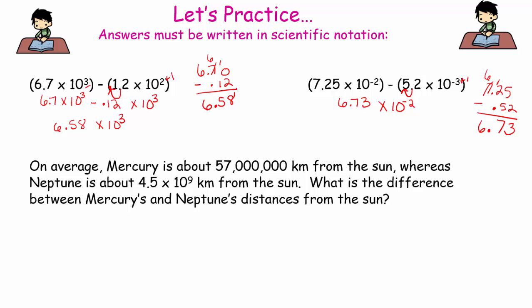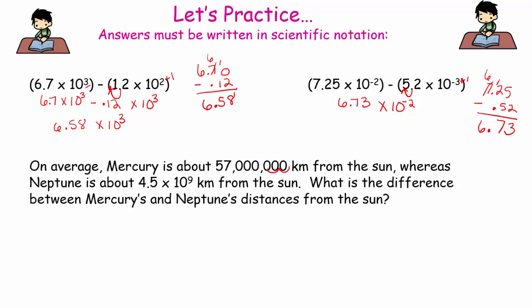Let's see if the next one needs a rewrite. On average, Mercury is about 57 million kilometers from the sun, whereas Neptune is about 4.5 times 10 to the 9th kilometers from the sun. What is the difference between Mercury's and Neptune's distance from the sun? So the first thing I'm going to do is see what I need to do to get the exponent on 10 to be a 9 for this one.